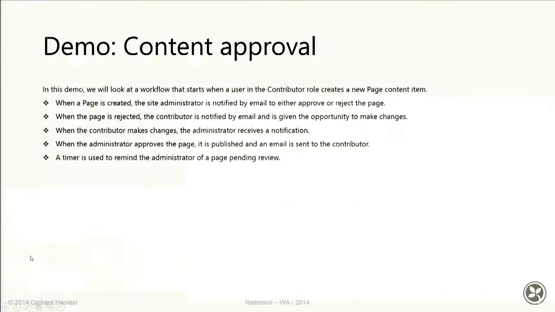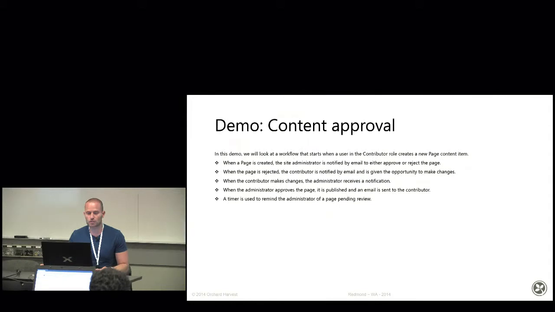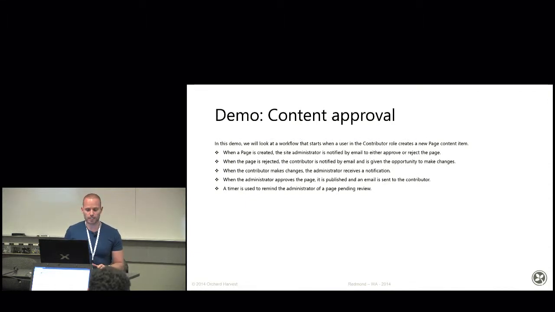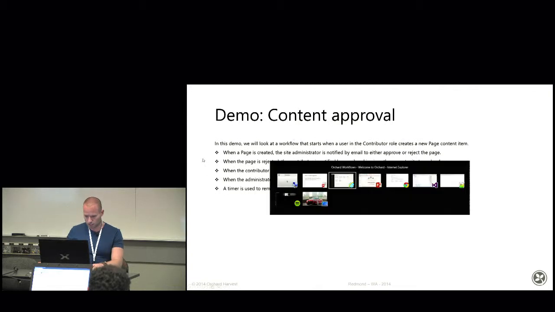Requirements for this demo are that when a page is created, the site administrator is notified by email to either approve or reject the page being created. If it's rejected, the author will get a notification by email and is given the opportunity to make changes. And as soon as the contributor makes a change, the workflow will be resumed, and it will notify the administrator that there was a change, and then he gets a chance to review again, and then accept or reject. The interesting part about this workflow is that it's long running, and it involves a loop using a timer. So this timer will remind the administrator to review the page that's been created. So let's see how that looks.